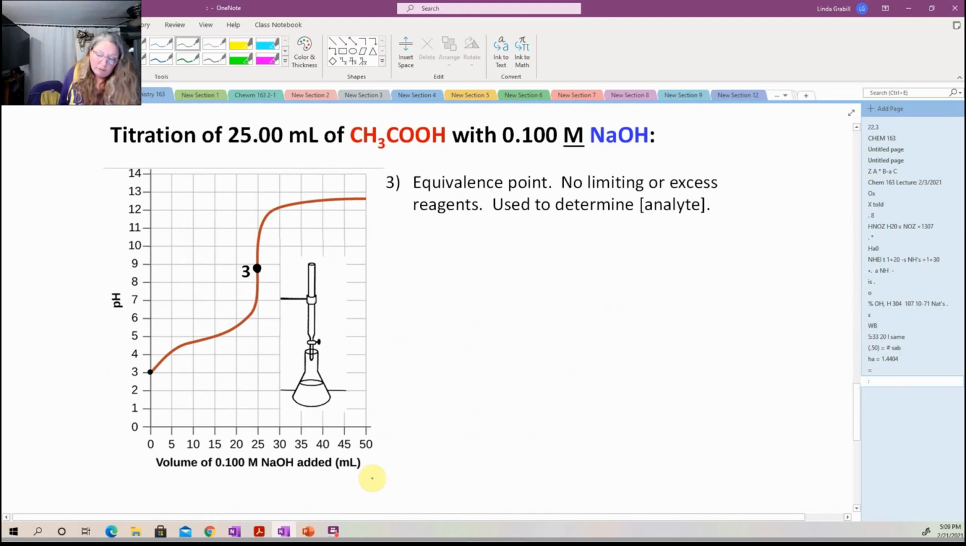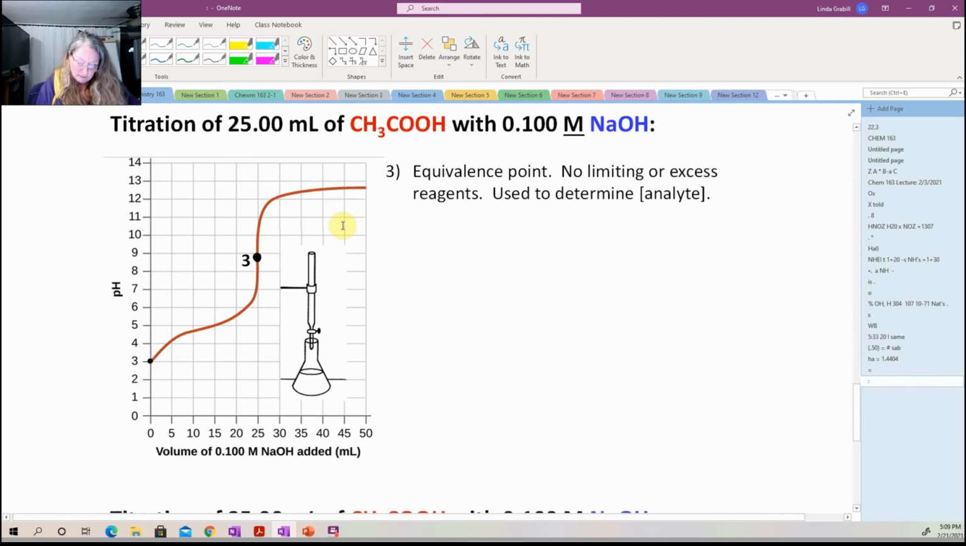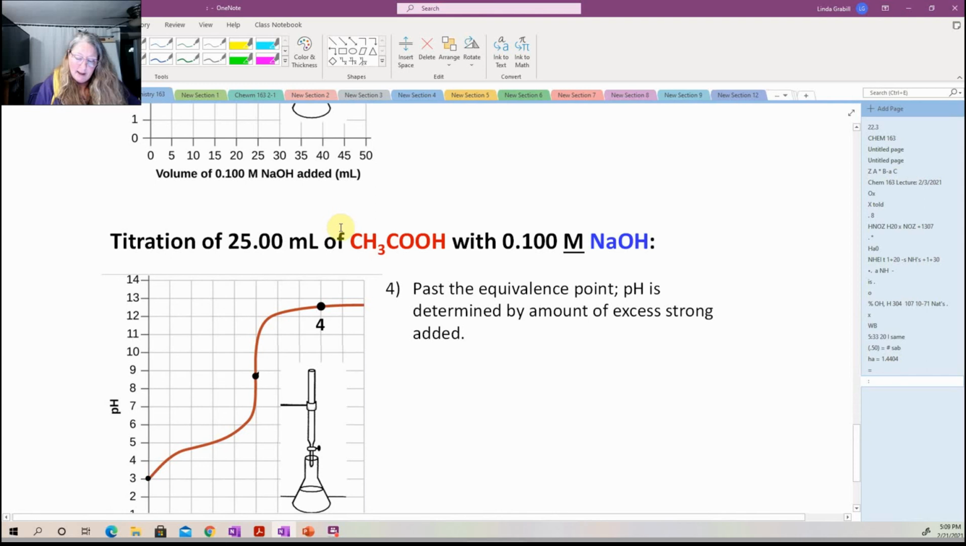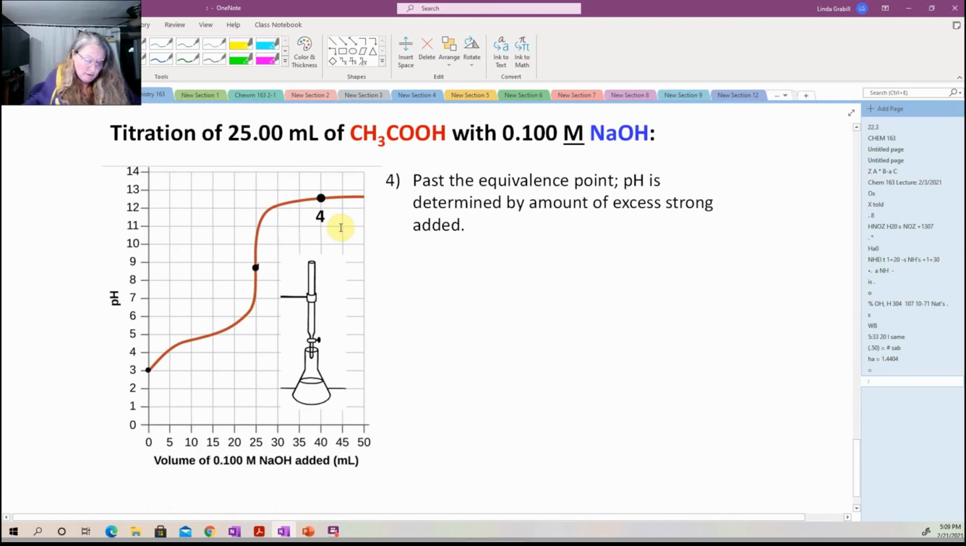So my only reminder here is that my analyte has been used up. That's what we used to determine in our previous step. So I used number 3 to get to the actual moles of our acetic acid before we even got going. So that was nice. And then past the equivalence point, now remember, we can only use Henderson-Hasselbalch here, roughly, in our buffer region. So past the equivalence point, now my pH is going to increase.